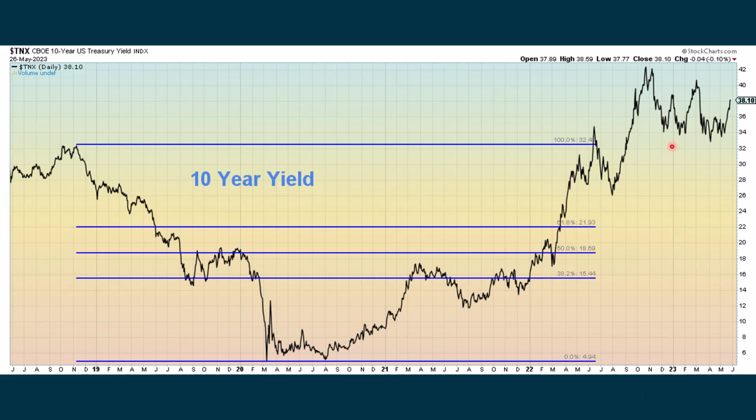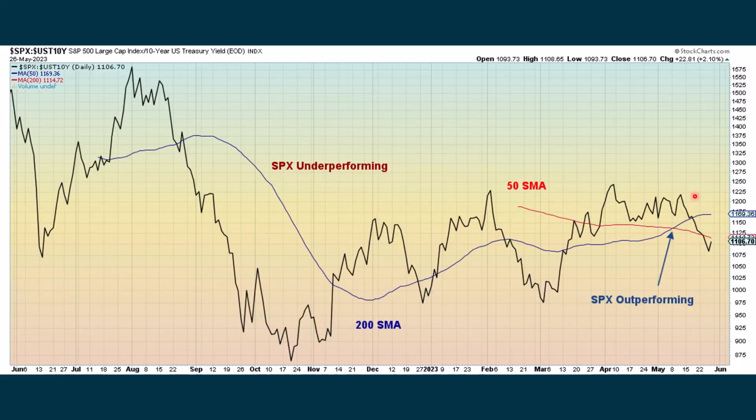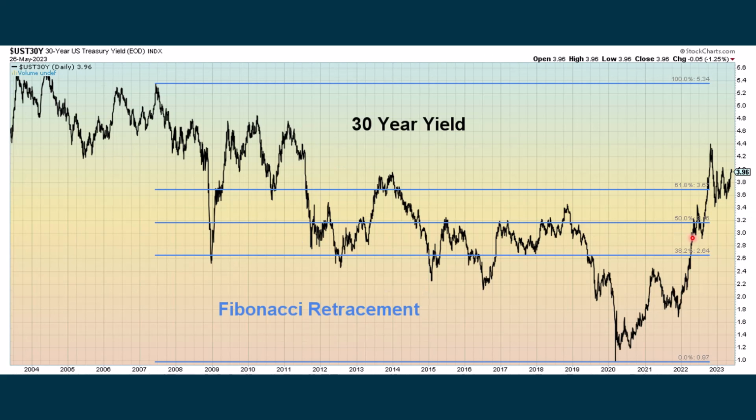Looking at the 10-year yield, we're starting to go back up with yields now. We're at 3.81%. Here's another look at the yield, also showing how we're breaking above this previous resistance level. And then we also have a chart showing how the S&P was underperforming the rise in interest rates, but now it's starting to outperform the rise in interest rates. Here's the 30-year yield, where we're starting to go back up again.